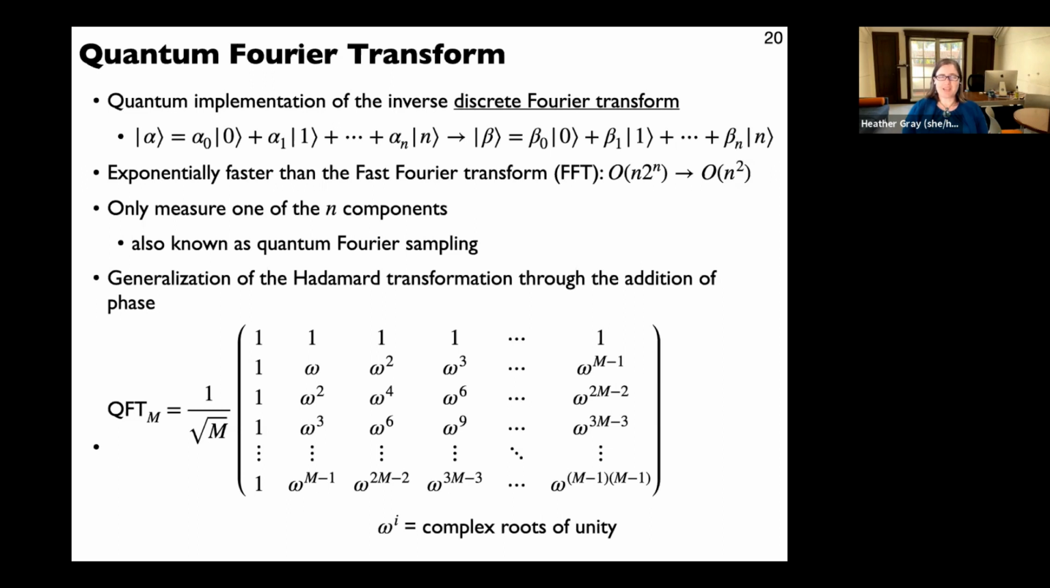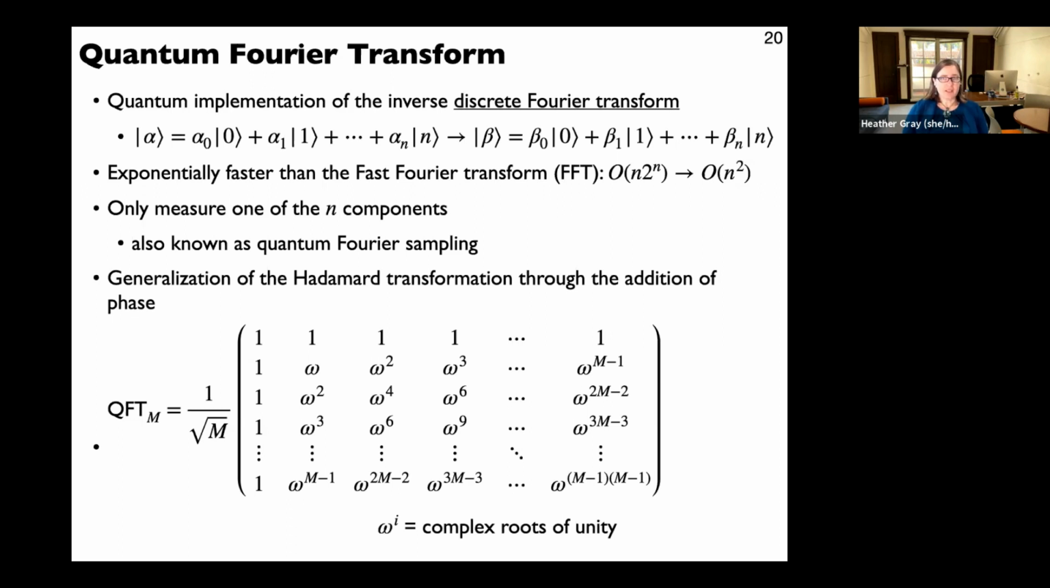However, that's slightly overselling this. Because if you recall, we were talking about quantum computers and how you might have all this information in them, but you do need to worry about what you can actually measure. It turns out that for this algorithm, despite being very fast, you're actually only able to measure one of the n components. And so perhaps a more accurate way to talk about this would be quantum Fourier sampling. You can do a Fourier transform for all of it, but you can only figure out what one of the components is.